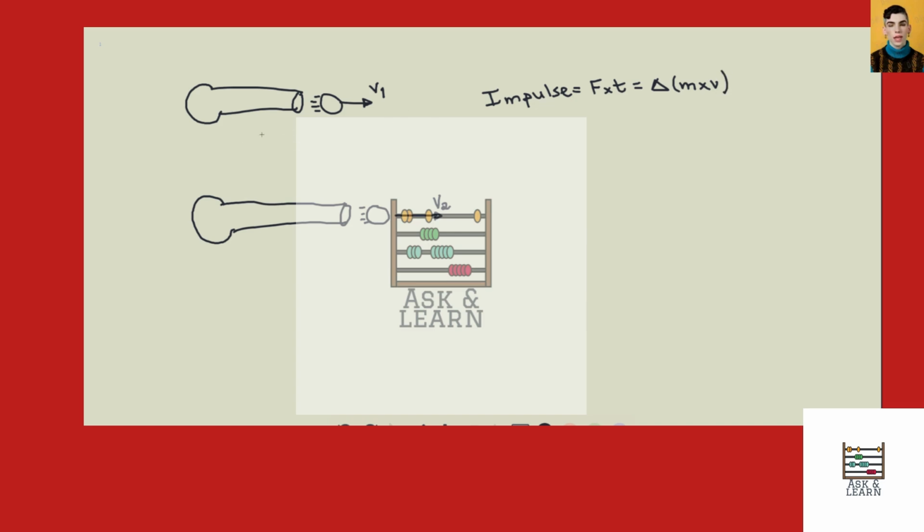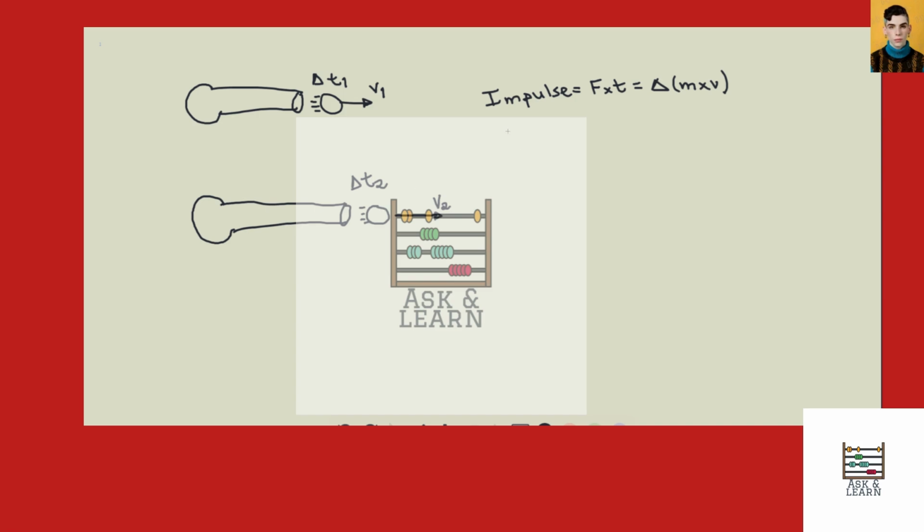So because a shorter cannon is going to have a smaller path for the cannonball to travel, we know that the cannonball is going to be inside of the cannon for a shorter time. So in here, we can call the time that the ball is going to be inside of the cannon delta T1, and the time the ball is going to be inside of the cannon 2, delta T2.